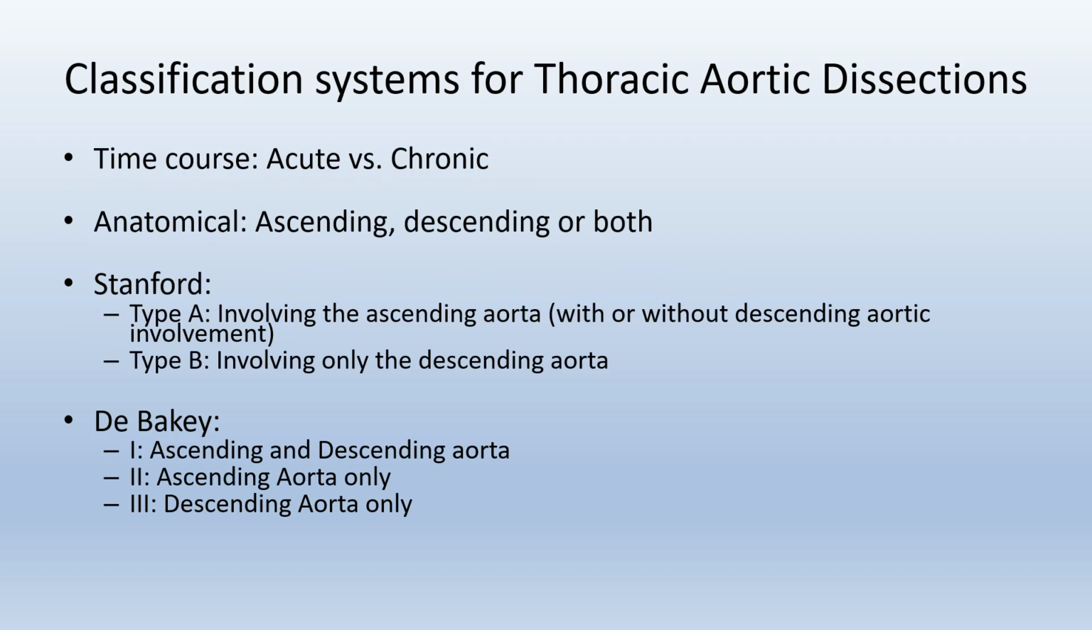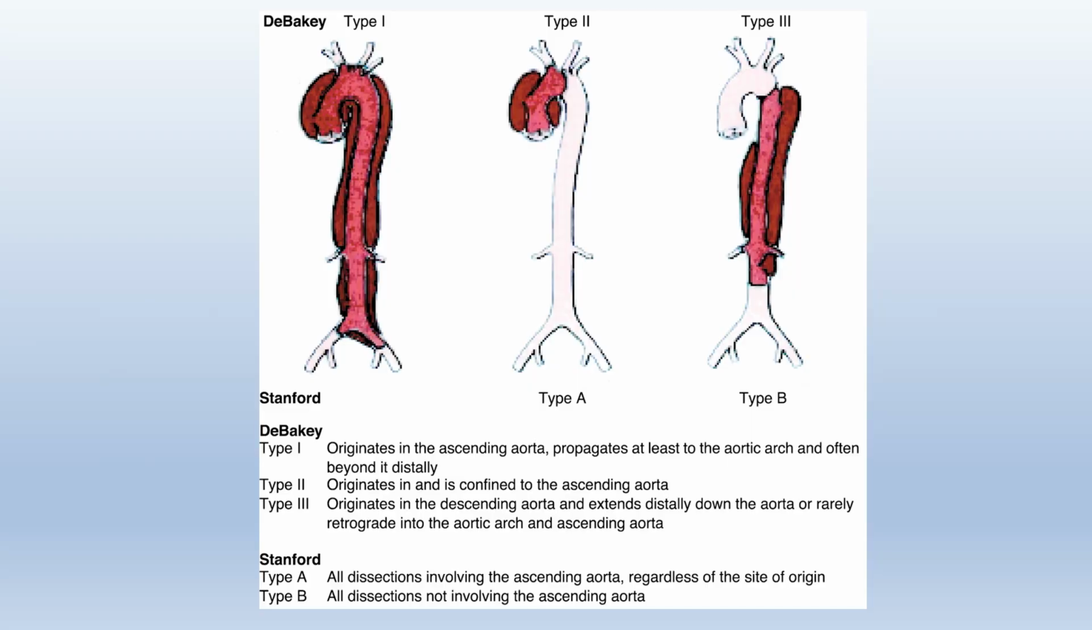The classification systems for thoracic aortic dissection. So time is important, acute versus chronic, and anatomic. It could be ascending, descending, or both. Or there are two specialized classifications, Stanford and DeBakey. In Stanford, type A involves the ascending aorta, type B involves only the descending aorta. In DeBakey, type 1 is ascending and descending aorta, type 2 is ascending aorta only, type 3 is descending aorta only. So this is the DeBakey classification, type 1, type 2, and type 3.